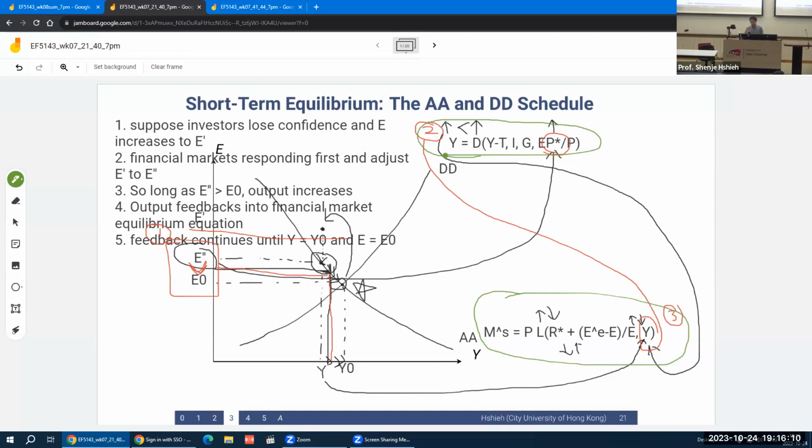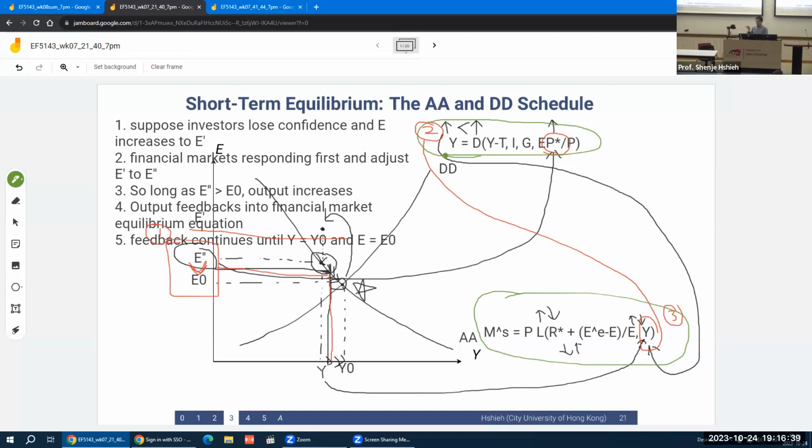And so when we plot the DD schedule and the AA schedule on this graph, E versus Y, total market clearing occurs when those two lines intersect. The reason is that the DD schedule is a representation of all possible combinations of E and Y that give us market clearing, right? Same thing for the AA schedule: all combinations of E and Y that give us market clearing in the financial markets.